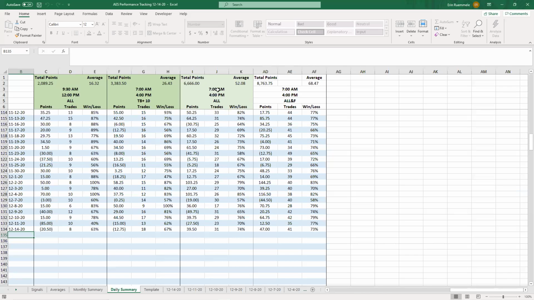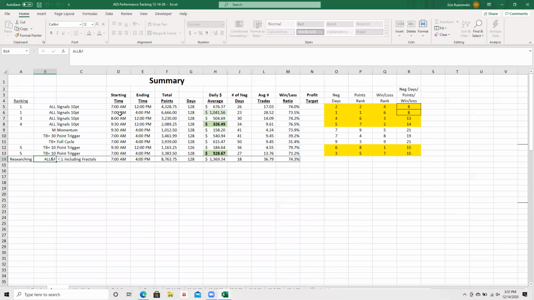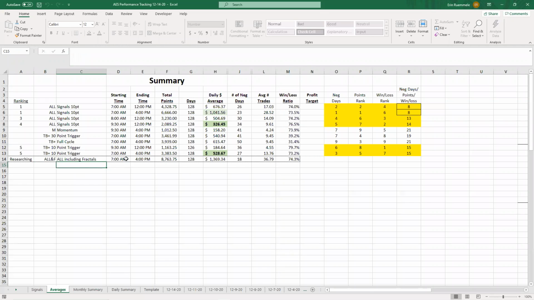And then these are other categories. We don't track them on our personal trading plan. There's the 7 to 4 all signals. This is the best performing when we look at our averages. The 7 to 4 all signals is at about 1,000. If you add in fractals, same time frame, 7 to 4 all signals, including fractals, it's a little bit better at 1,369. So those are our top performing categories.